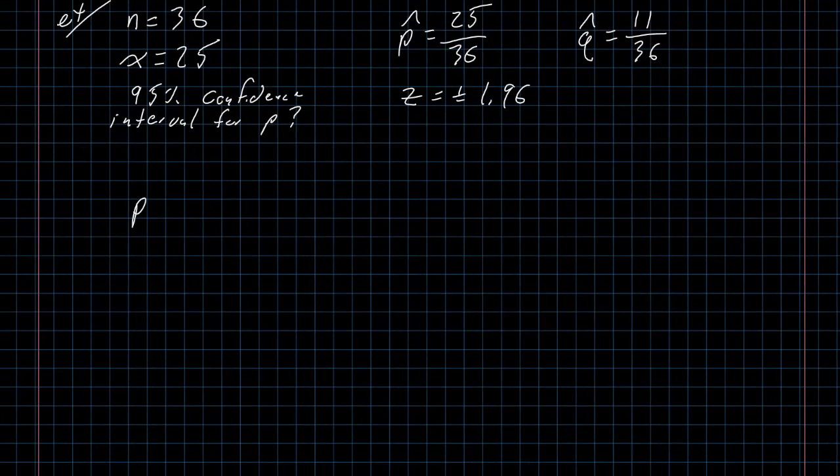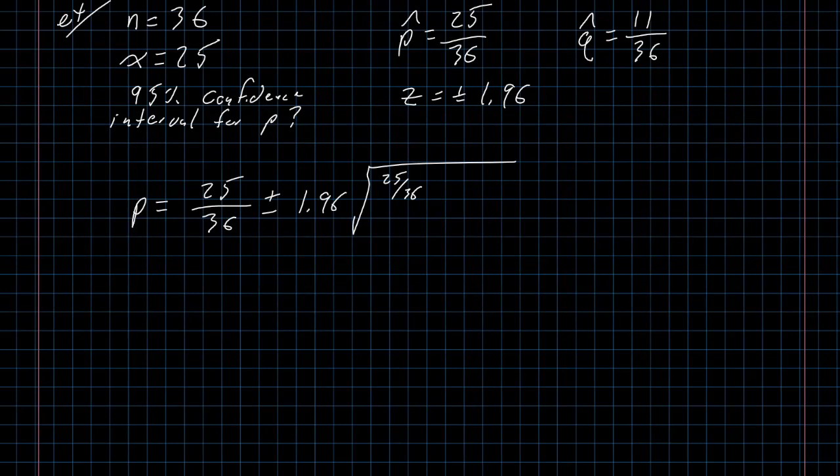My estimator for p is p hat, 25 over 36, plus or minus z, which is 1.96, times the square root of p, which is 25 over 36, times q, which is 11 over 36, all over n, which is 36.